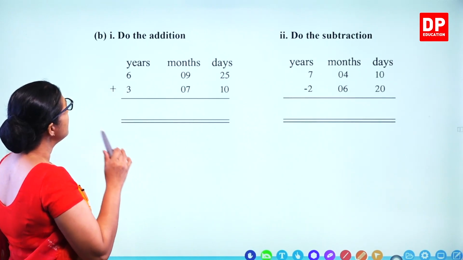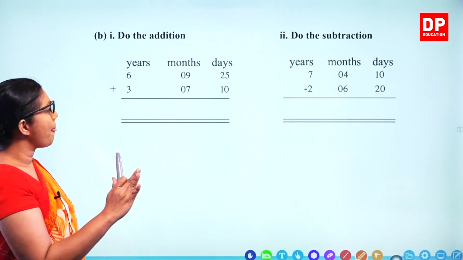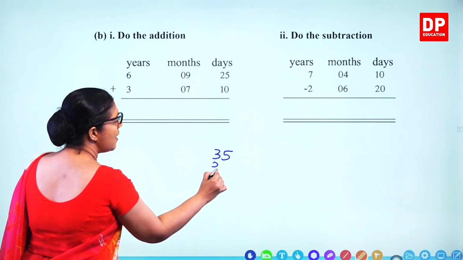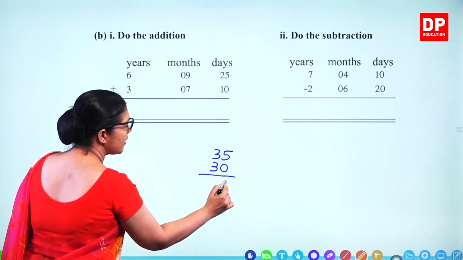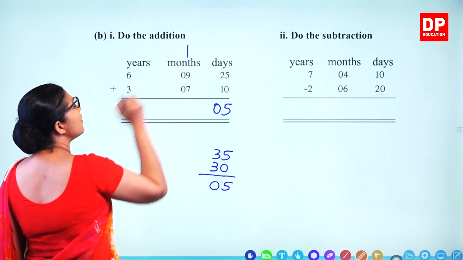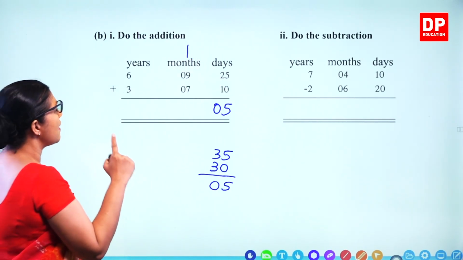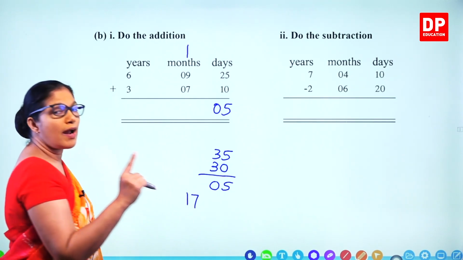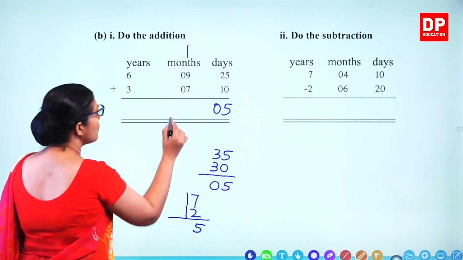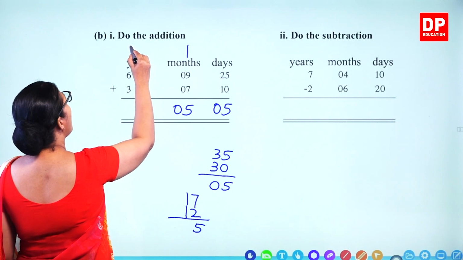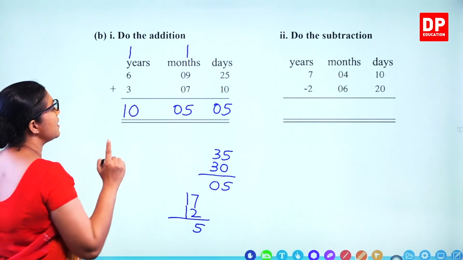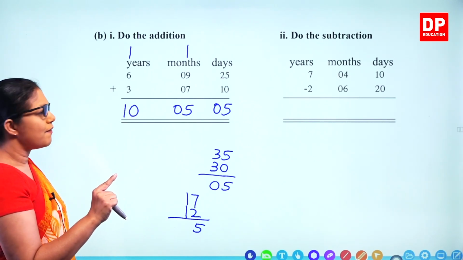Do the addition: years, months and days. So 25 plus 10, that's 35. You can't write 35. Maximum is 29. So subtract 30, you get 5 there. Now you have to add 1 to that. 9 plus 1, 10, 17. 17 months you can't write. Maximum is 12, so you have to subtract 12. So you get 5 months. So that 1 year you have to take here. 6 plus 1, 7. 7 plus 3, 10. 10 years, 5 months and 5 days.